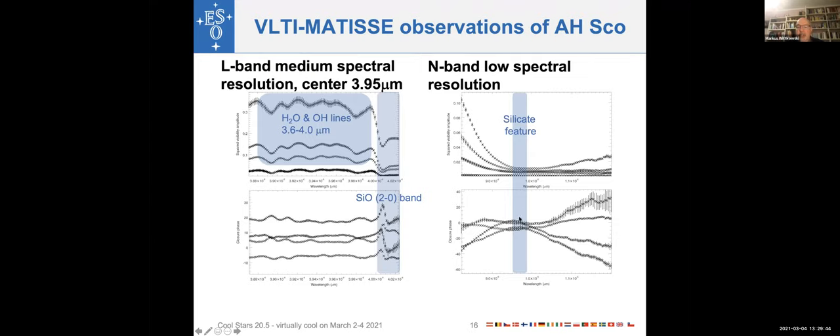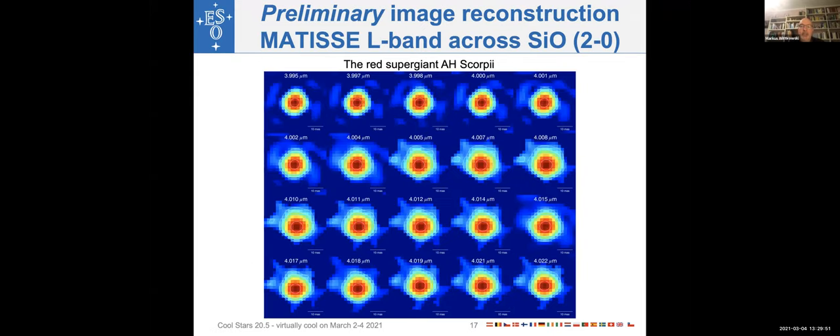And we see in the N band this visibility curve. And I can show you preliminary image reconstructions. We filled the UV plane, and this is what we preliminarily obtained in the L band. You see that the star looks more compact at around 3.9 microns. And then in the SiO band head at 4.008, for example, it looks more extended. So that means we see, as we already guessed, an extended SiO shell.